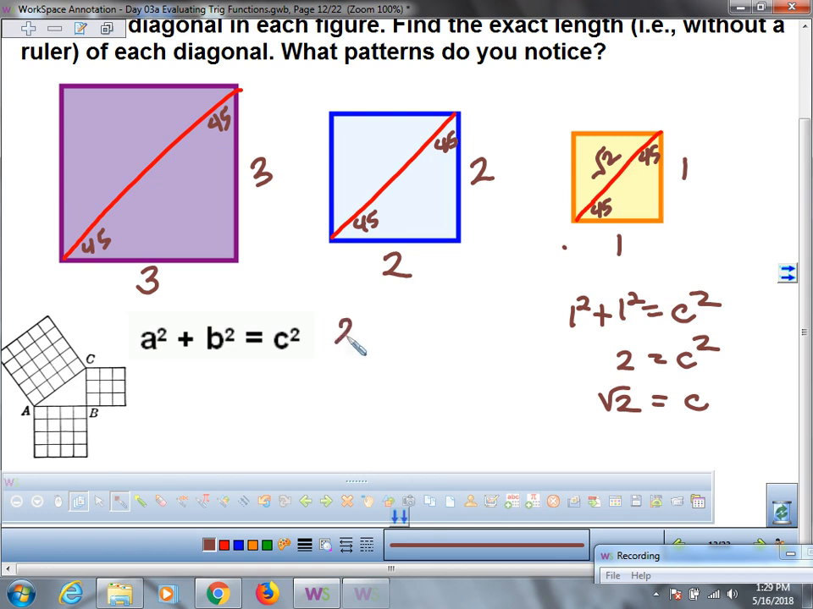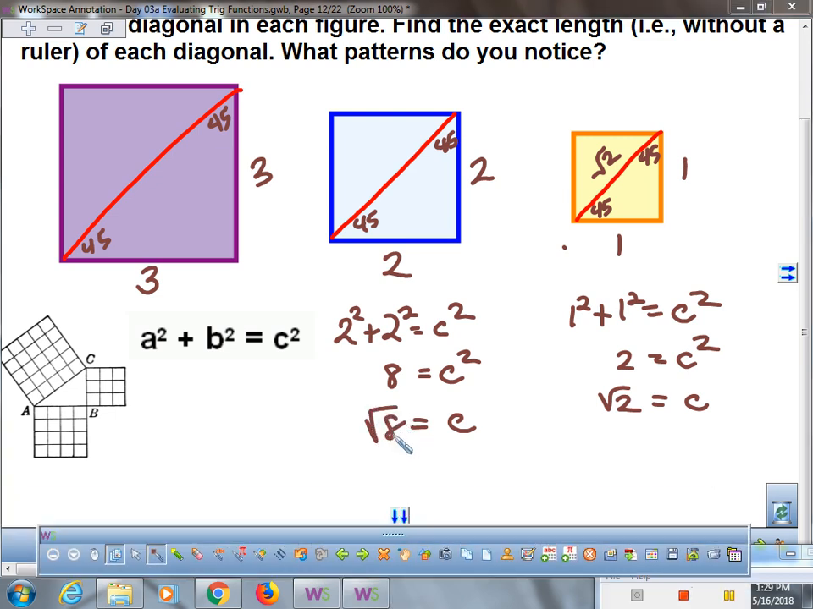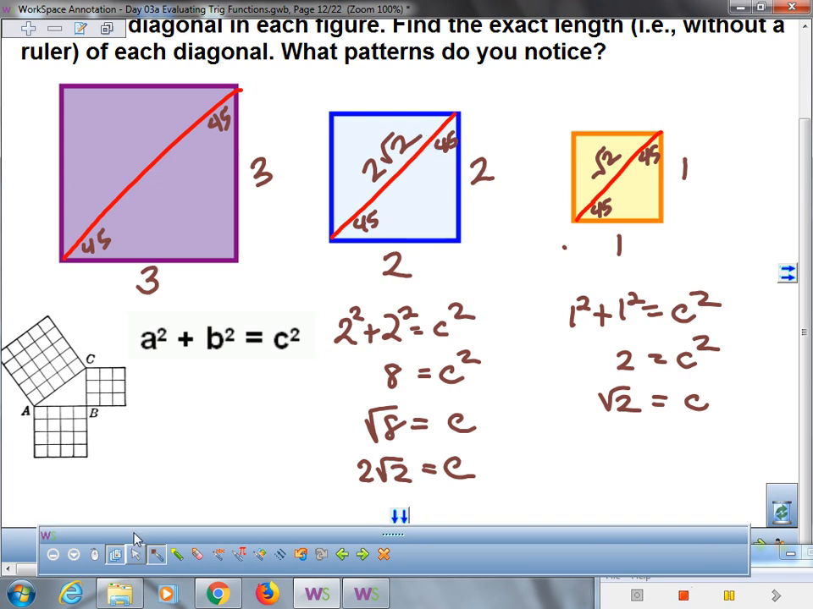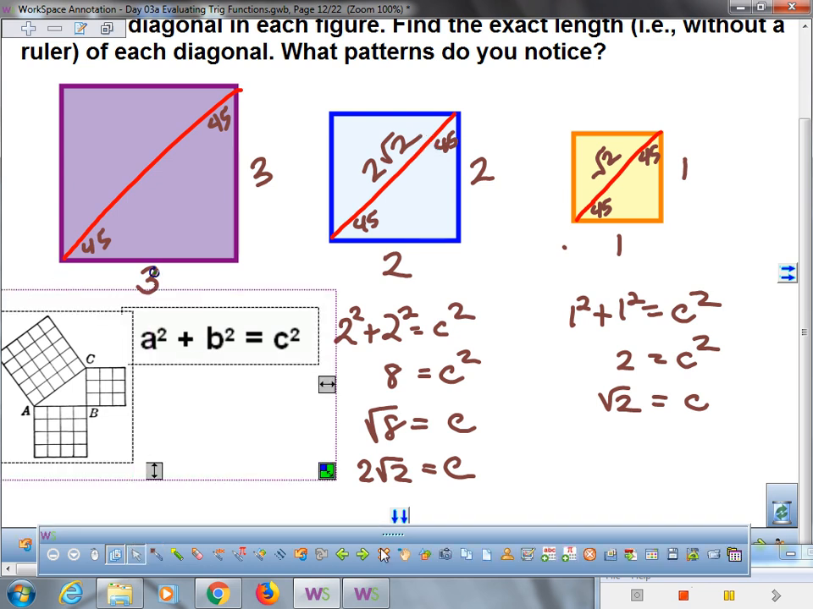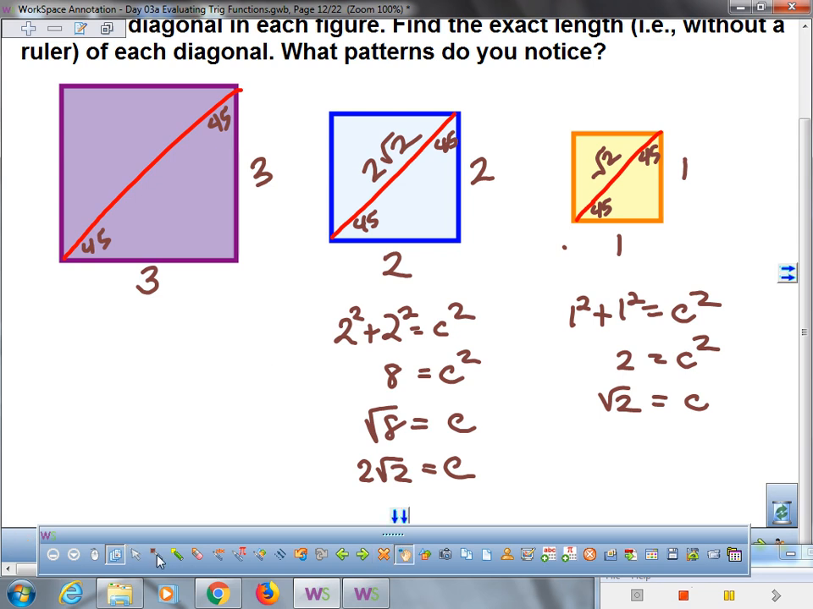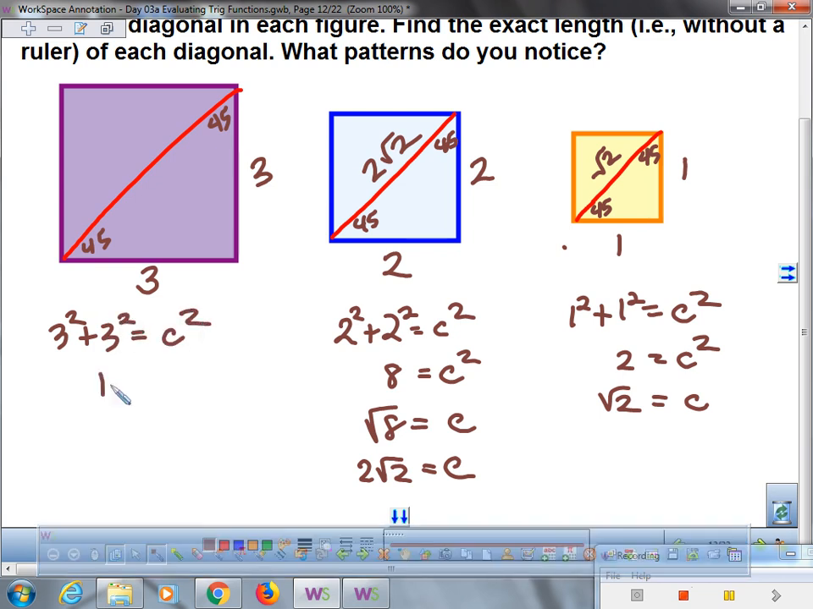Let's do this one. 2 squared plus 2 squared equals c squared. 4 plus 4 is 8. C is square root of 8. 4 times 2 is 8, so it's 2 root 2. Still not convinced? Let's do this one. 3 squared plus 3 squared equals c squared. 9 plus 9 is 18. Square root of 18 equals c. 18 is 9 times 2, which is 3 root 2.